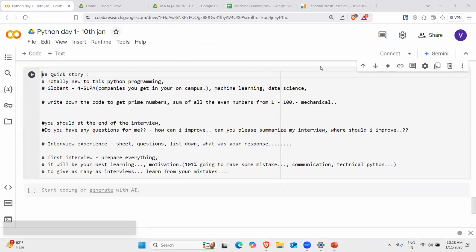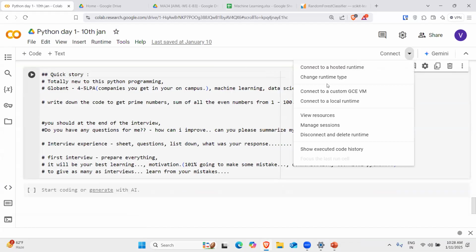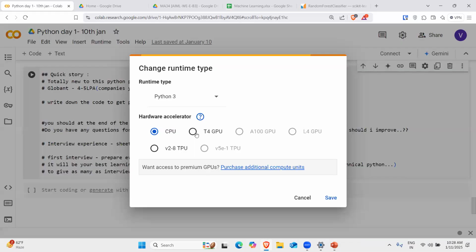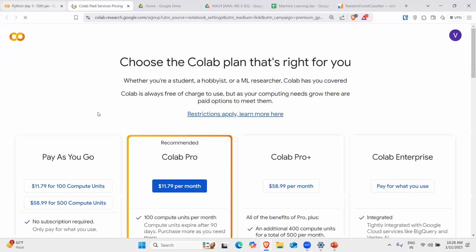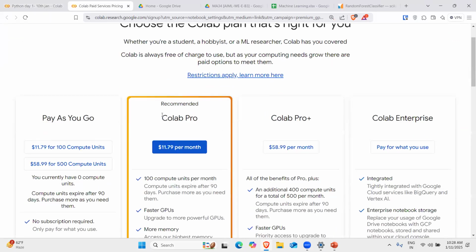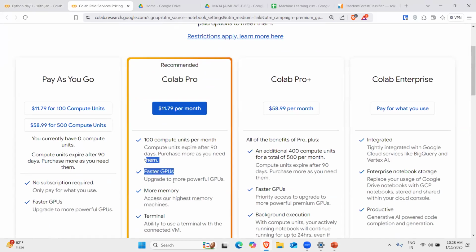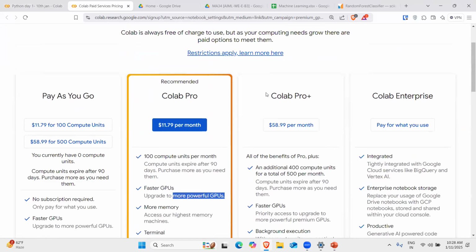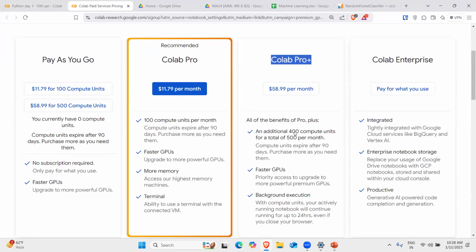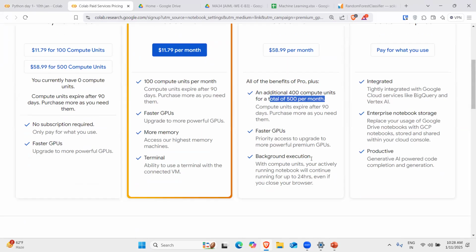So if you just go to Colab, here you'll find that we have these three processing units which are available free. But if you want to access premium GPUs, you have to purchase additional compute units, which will save your time, right? So you can see the cost for Colab Pro. You get faster GPUs, upgrade to more powerful GPUs. Colab Pro Plus, additional 400 compute units for a total of 500 per month.